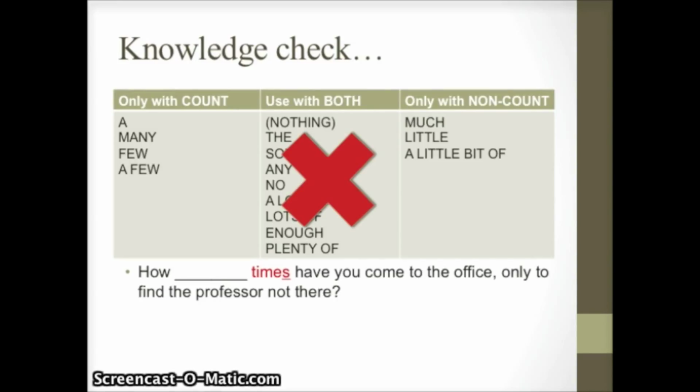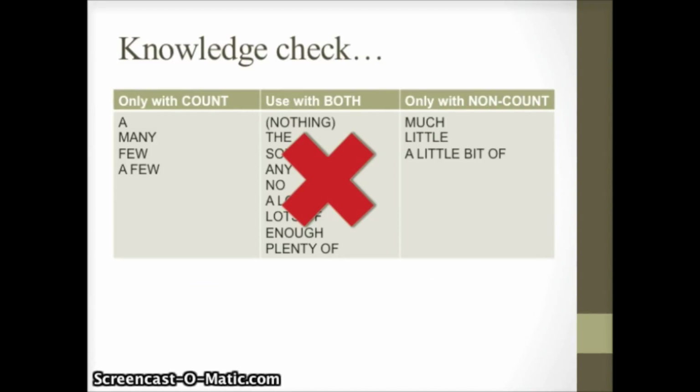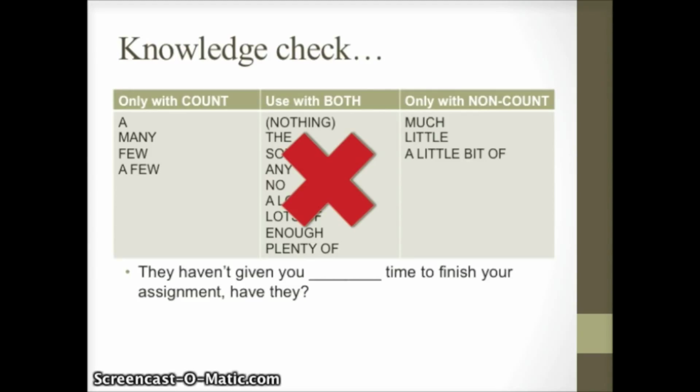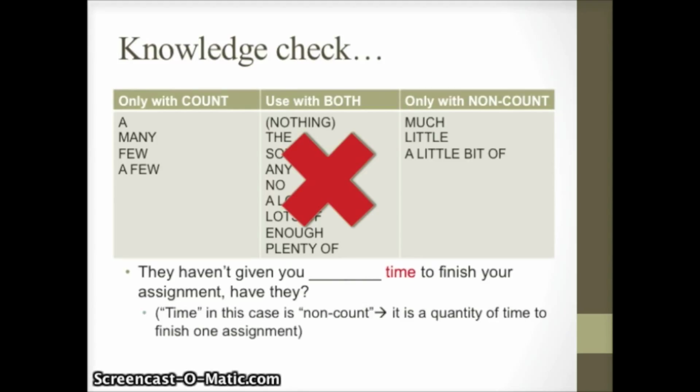Note that times has the plural s attached. This shows that it is clearly countable. Try this one. Here, time is uncountable or non-count. They are not talking about individual events, but a length or duration of the larger sense of time.